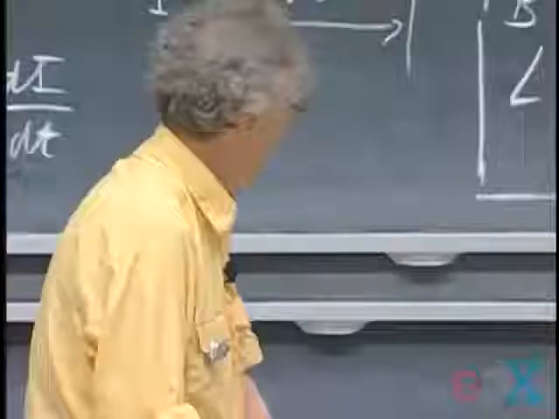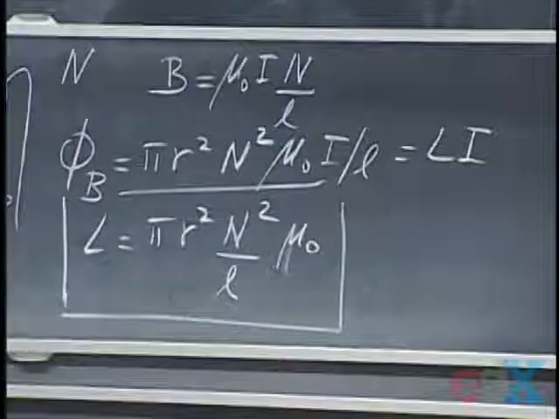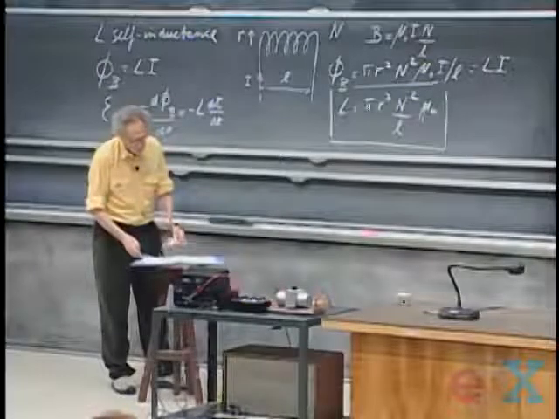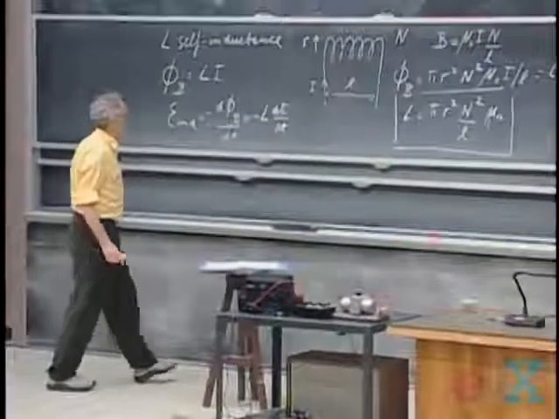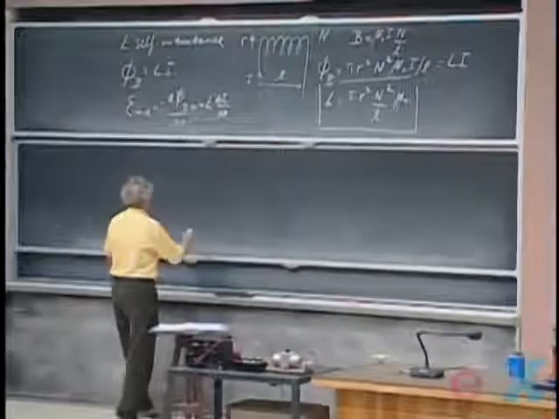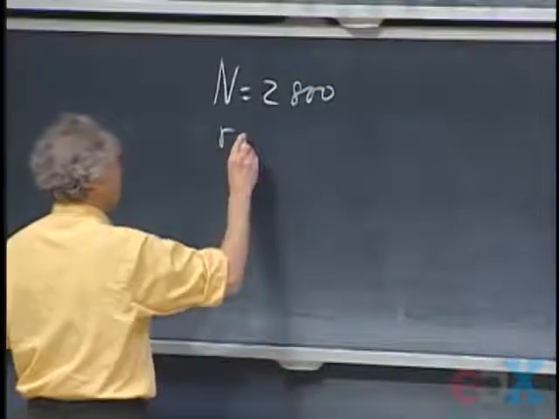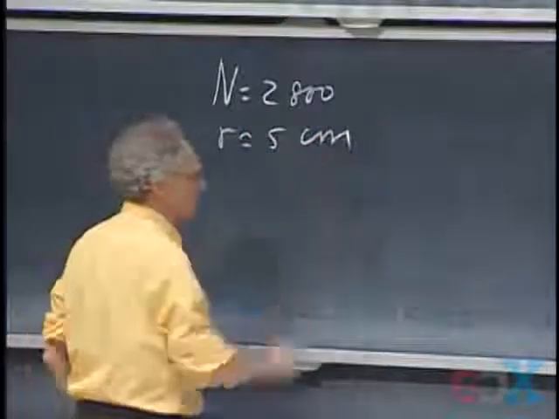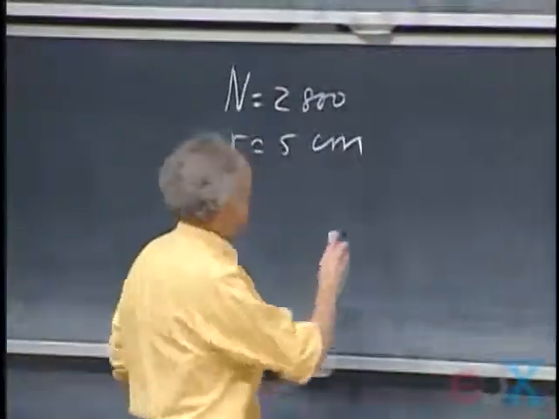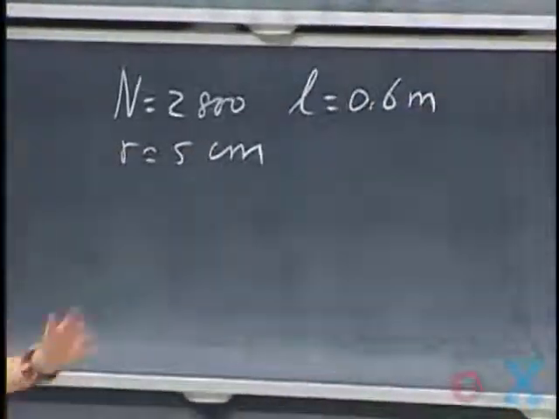Let me check this. Pi little r squared, I have a capital N squared, mu zero, that's correct, divided by little l. And so we can calculate, for instance, what this self-inductance is for a solenoid that we have used in class several times. We had one whereby we had 2,800 windings. R, I think, was something like 5 centimeters. You have to work in SI, of course, be careful. And the length was 0.6 meters. We had it several times out here.